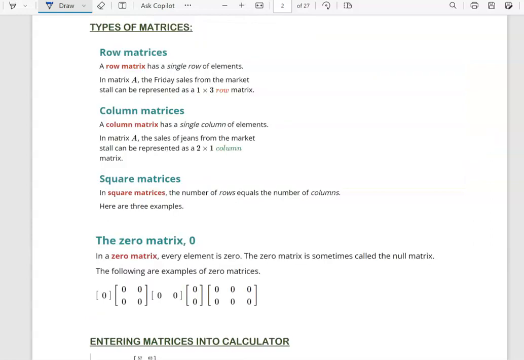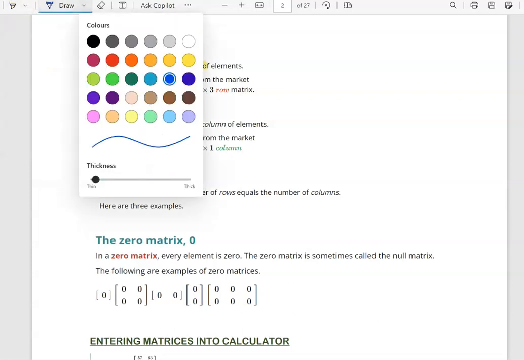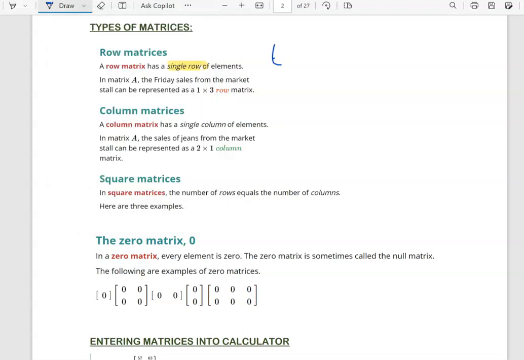Okay, so we now know what a matrix is. It holds data or information in those square brackets. Now we can get different types of matrices, and we need to know what they are, because sometimes they might say to represent this data in, for example, a row matrix. A row matrix only has one single row. So when you write the order for a row matrix, it'll always be a 1 by something.